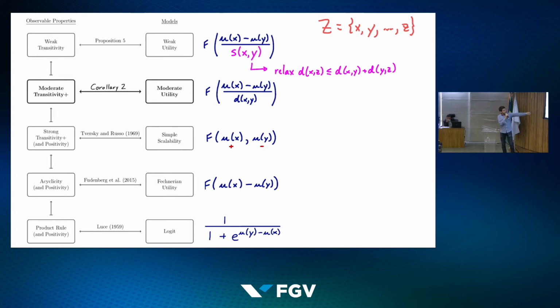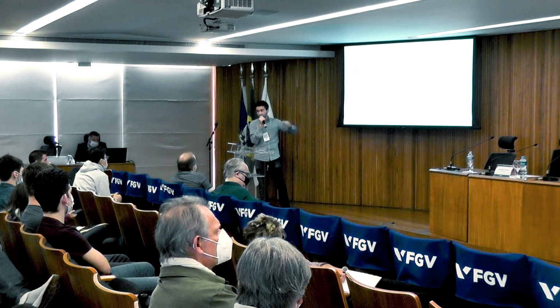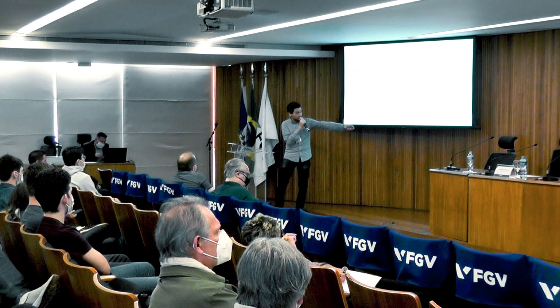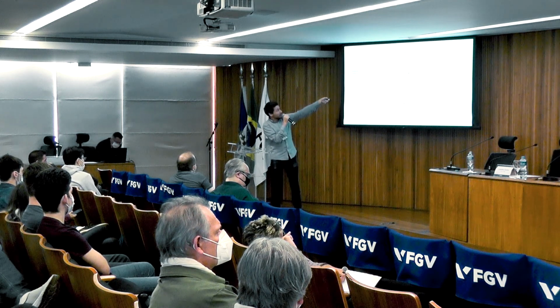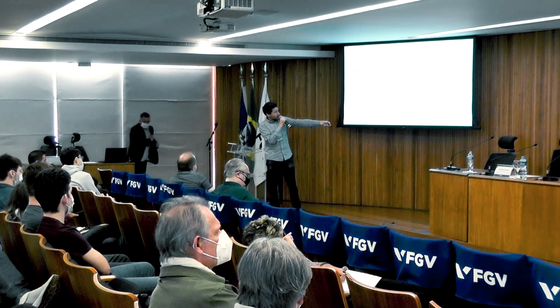If you go even stronger and you impose something called acyclicity, you have a result by Fudenberg and co-authors that characterizes Fechnerian utility. So it's exactly the same formula but without the distance. And if you go even more specific and you impose something called the product rule, you get exactly the logit formula. So we can go all the way down from our formula all the way to logit.